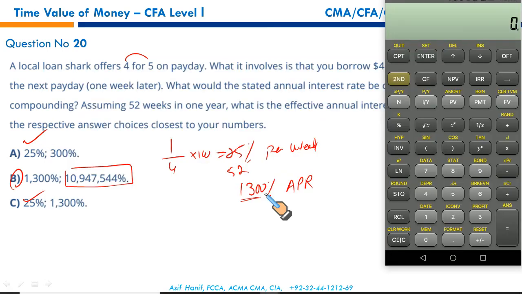Okay, here we go. Second, interest rate conversion. Nominal rate is 1300. Enter, up. Compounding. How many weeks are there in a year? 52. 52 compounding periods in 1 year. Enter, up. Press CPT and look at this: 10.947544 million percent.